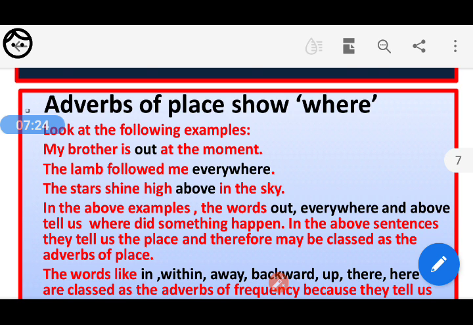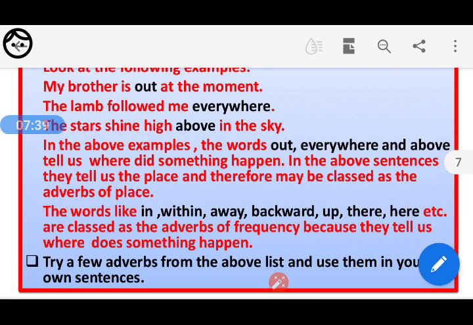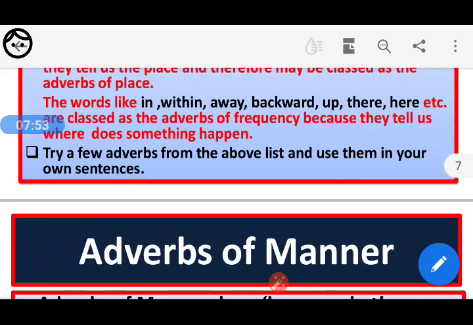In the above sentences, they tell us the place and therefore may be classed as the adverbs of place. The words like in, away, backward, up, there, here, etc. are classed as the adverbs of place because they tell us where something happens. Now you try a few adverbs from the above list and use them in your own sentences.